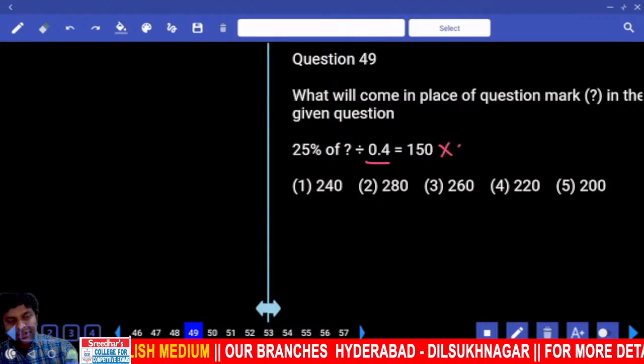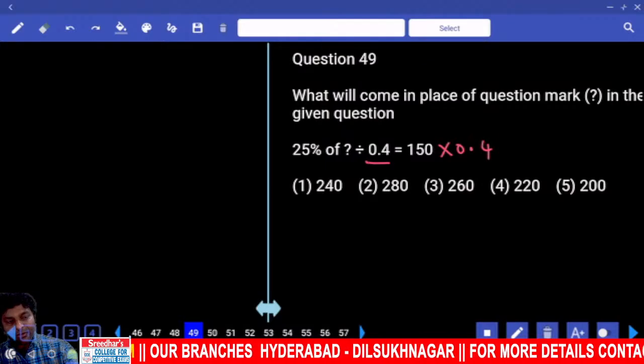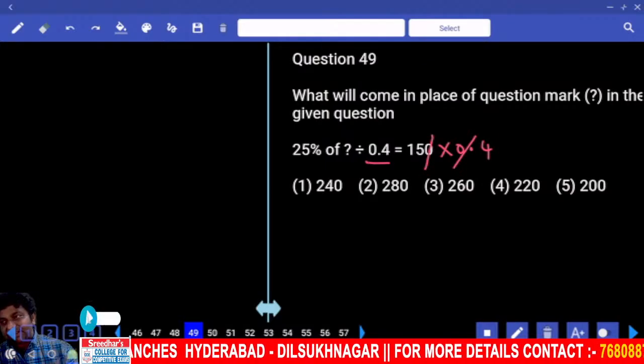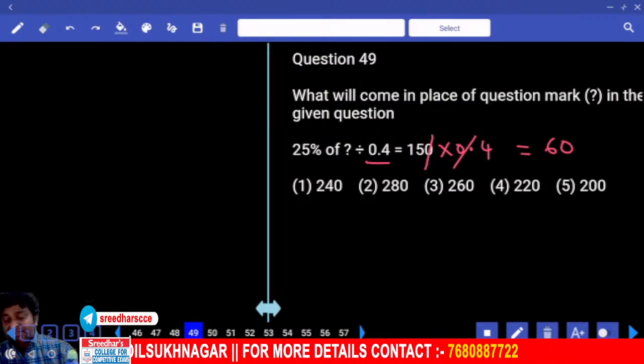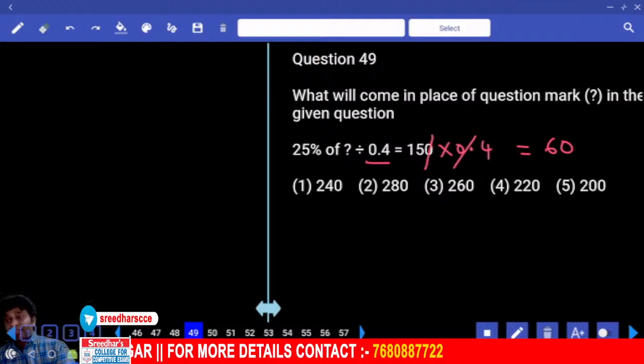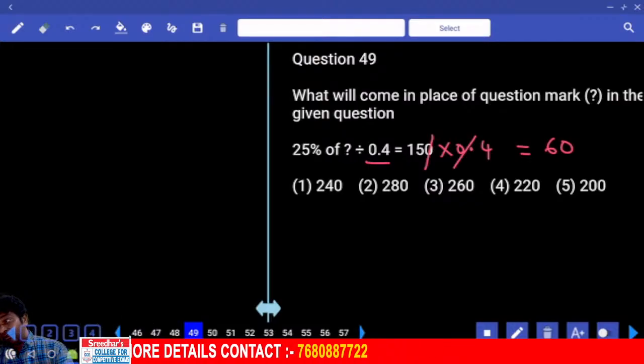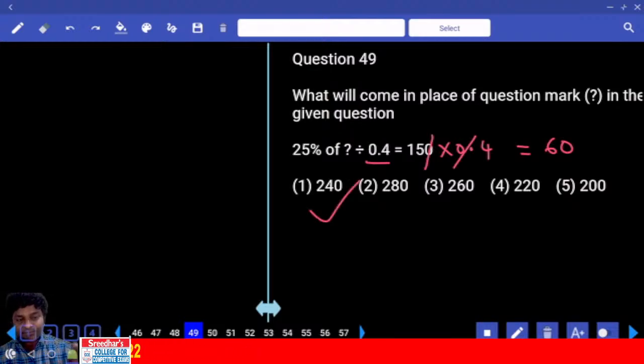It becomes 0.4. The 10 and the point get cancelled. 15 four times. How much percentage is equal to 60? 25%. And we need 100%, so it will be 4 times. 25 four times is 100%. 6 four times is 24, so 240.